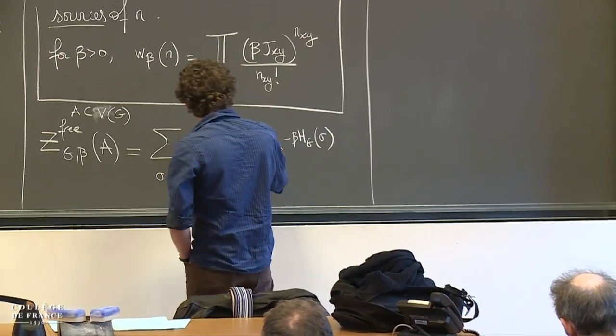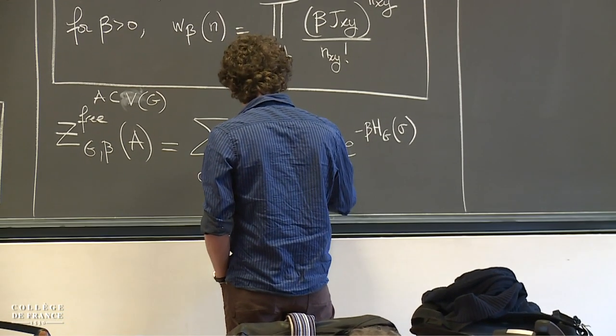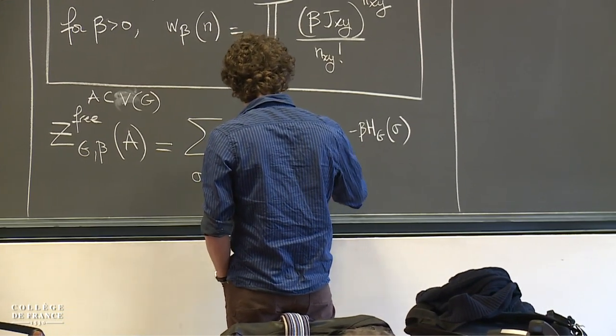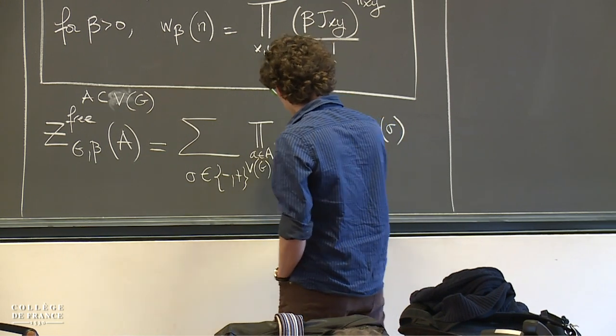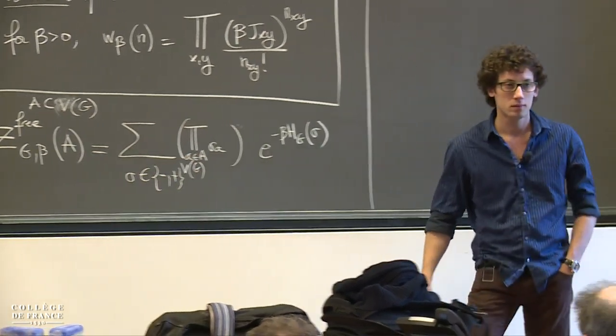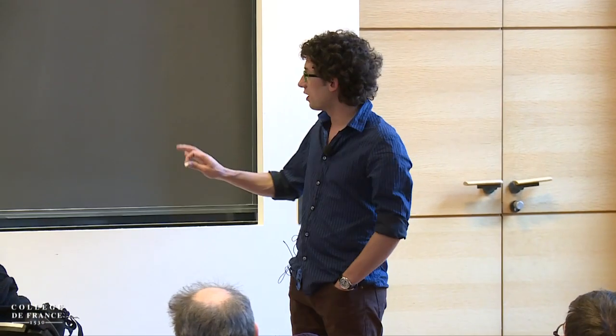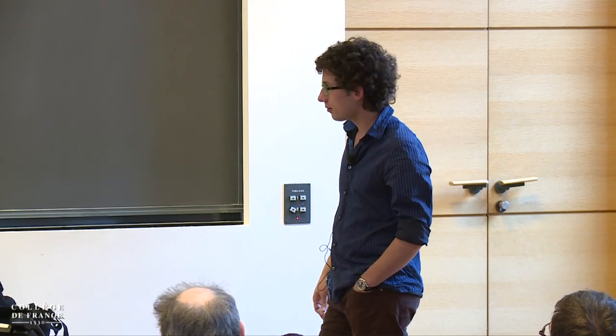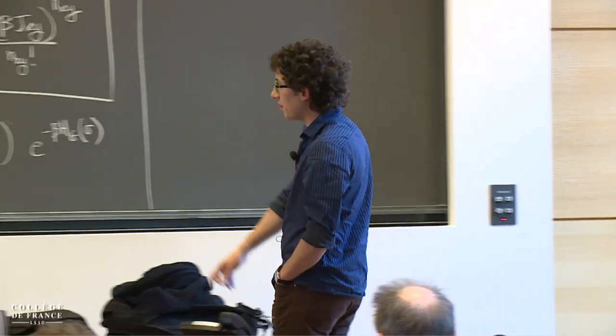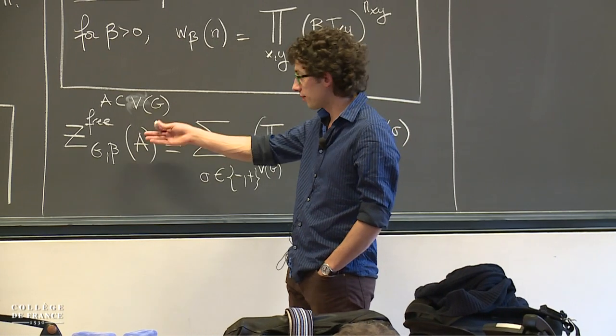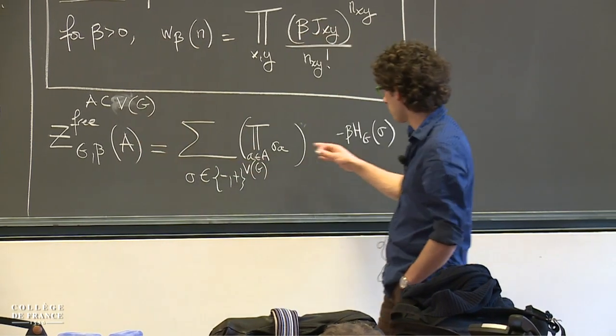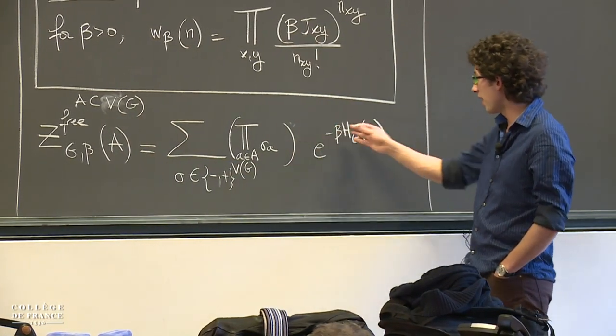But I'm going to put in front the product for small a in capital A of sigma a. Okay? This is just a definition. So for the empty set, I get the partition function, and if I take the singleton, I'm going to get the sum of sigma a times blah blah.